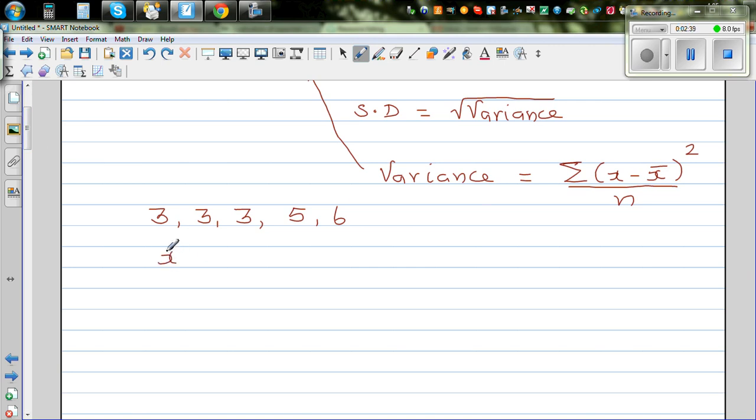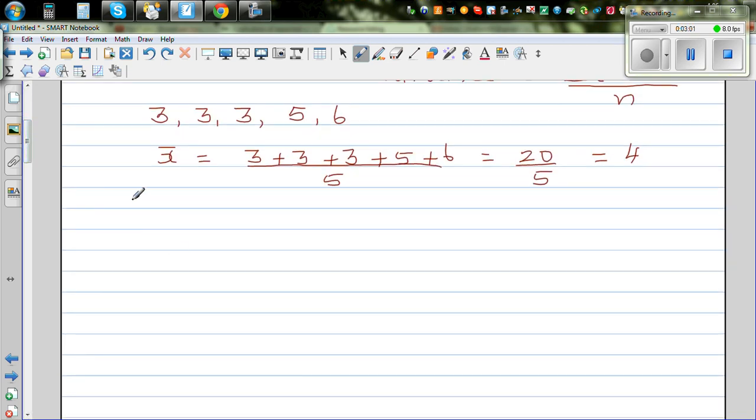Firstly we need the mean, which is x bar: 3 plus 3 plus 3 plus 5 plus 6, divided by 5. 9 plus 5 is 14, plus 6 is 20, over 5, which is 4. Your mean is 4.